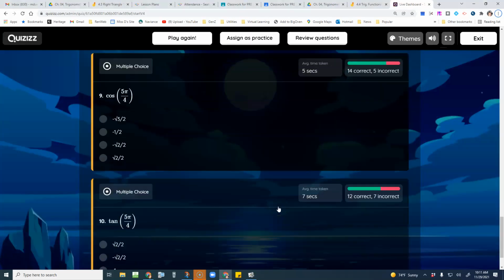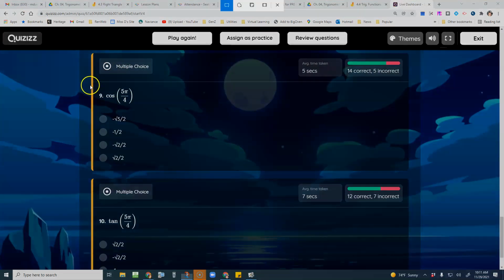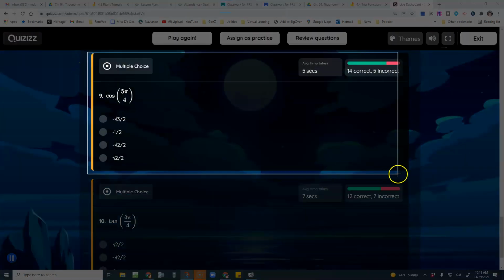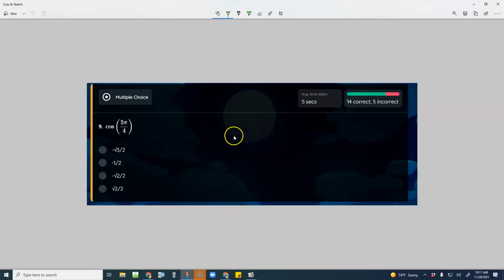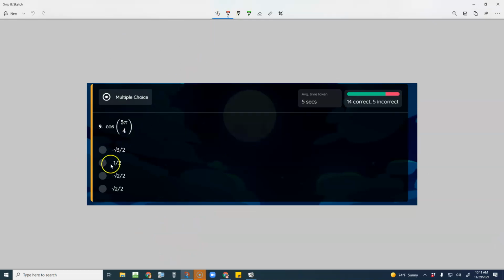Where are we at? 5 pi over 4, what quadrant? Third. What's the reference angle? Oh, 45. It is a 45. And if you're doing the cheater chart, it's in the middle. So it's a root 2 over 2, but it's in the third quadrant. Everybody's negative.